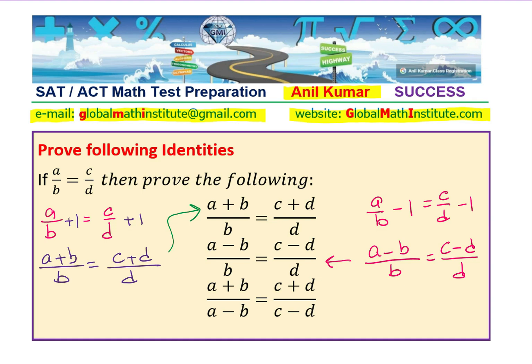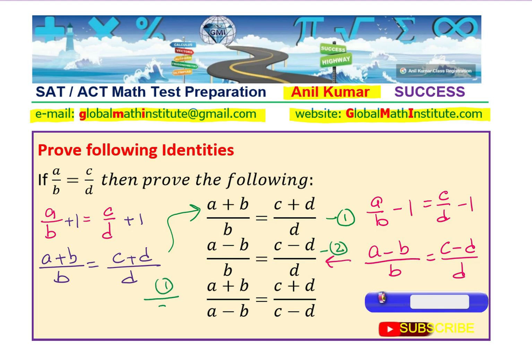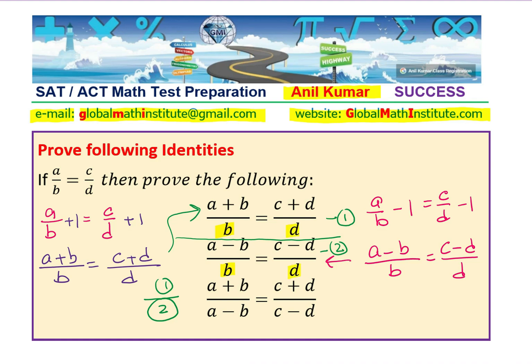Now I'll show you what happens when I divide one equation by the other. So let's say this is my first identity, this one is the second identity. Now just divide the first one with the second one. If you see that, these denominators will cancel, and what you get is the third one, right? So we get the third identity, which is: if A over B equals C over D, then A plus B over A minus B equals C plus D over C minus D. Is that clear to you?